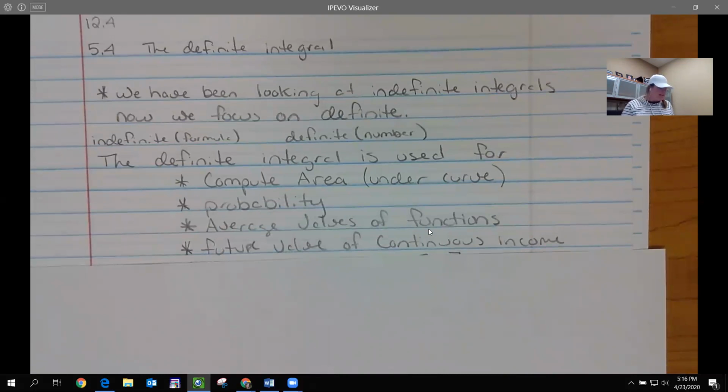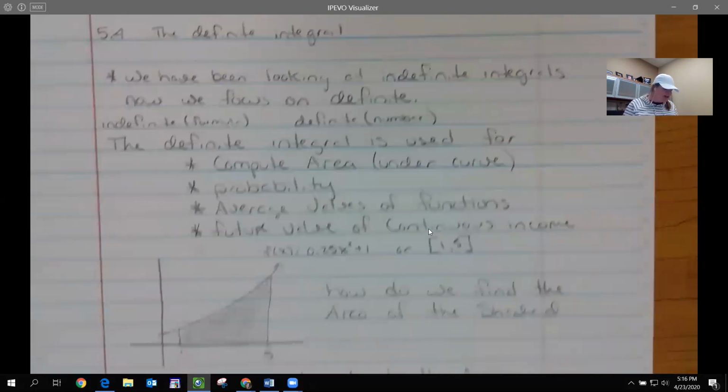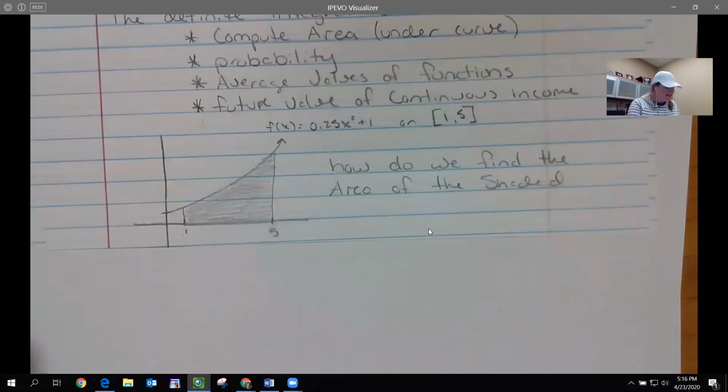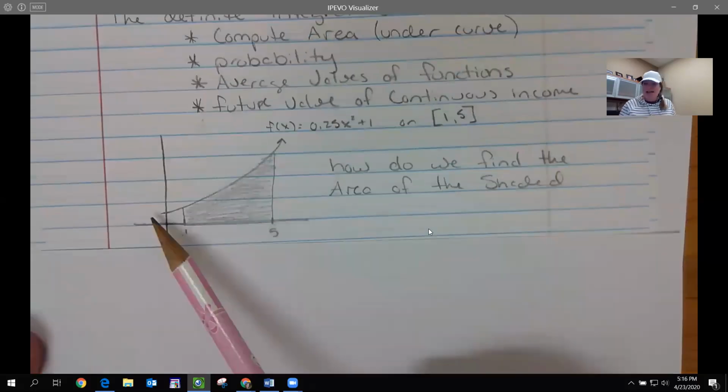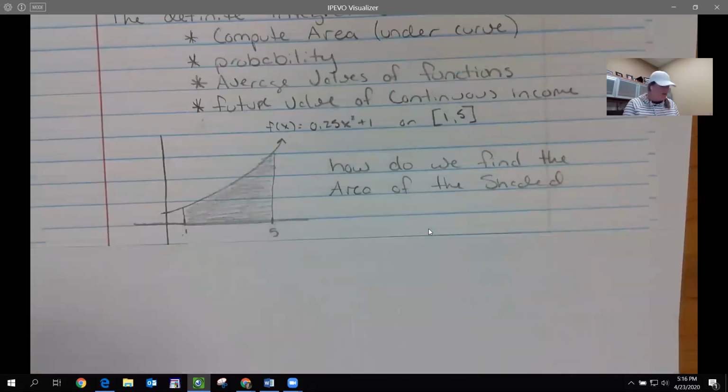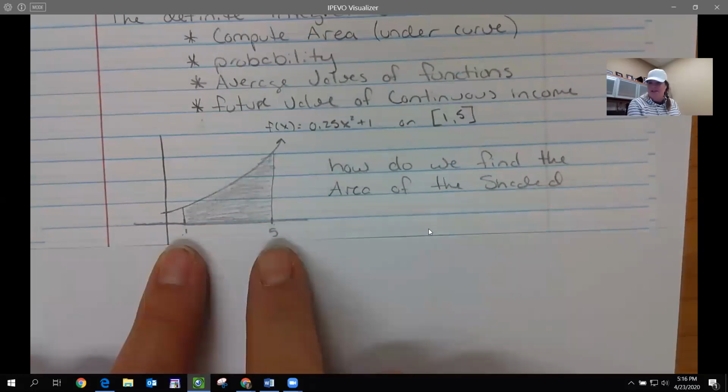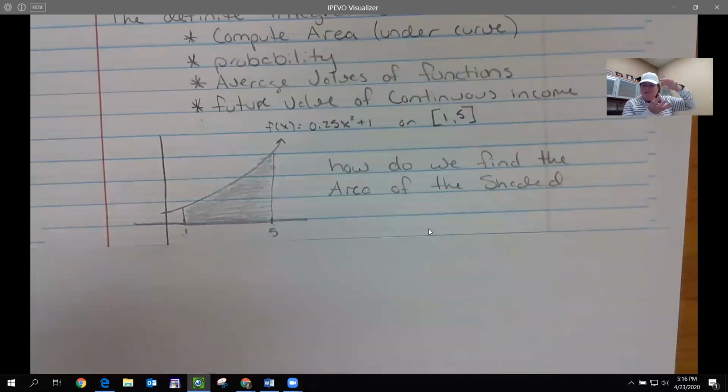So the idea is I'm going to have some kind of shape, like this would be the shape of my function, and I want to find the area from one x to the next x. Typically it's in the positive section, but it could be between two functions as well. So basically the shaded area is what I'm looking for.